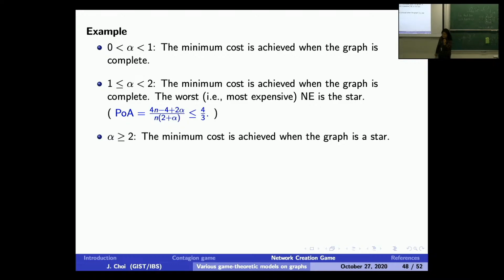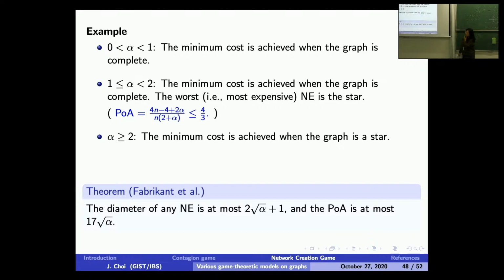When alpha is between 0 and 1, the minimum cost is achieved when the graph is complete. And the Nash equilibrium was the complete graph, so it's just 1. The best, perfect case. It's not chaotic at all. Everyone can play anyway, right? But when alpha is between 1 and 2, the smallest cost is achieved when the graph is still complete. Now you calculate the cost of the complete graph and the cost of the star graph, and this gives at most 4/3. So it's pretty good, right? It's just a constant bound. And what about when alpha is at least 2? Then the minimum cost is achieved when the graph is a star. So the denominator is determined, and now the problem is about the numerator.